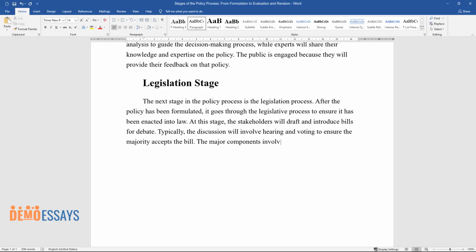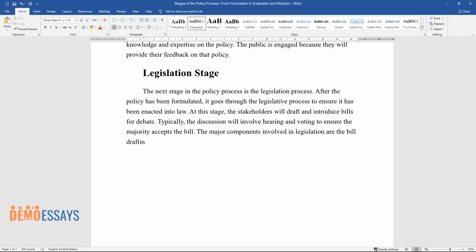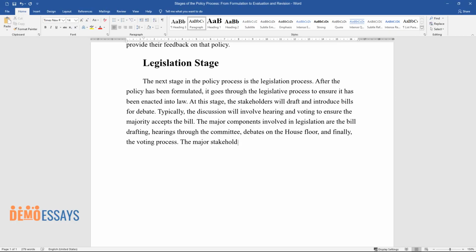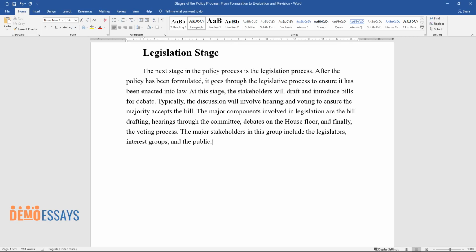The major components involved in legislation are the bill drafting, hearings through the committee, debates on the House floor, and finally, the voting process. The major stakeholders in this group include the legislators, interest groups, and the public.